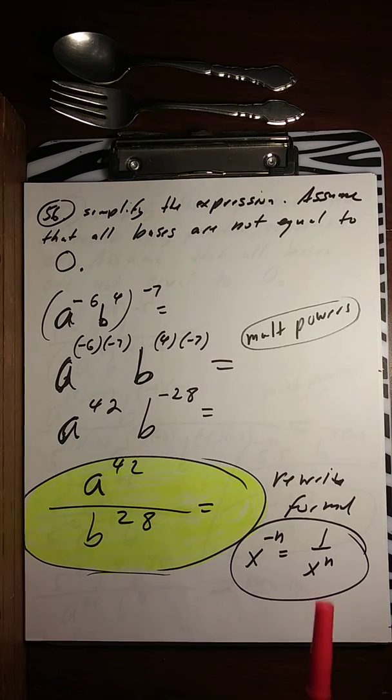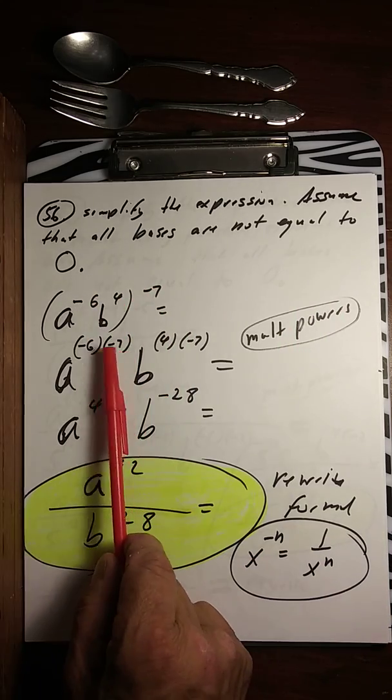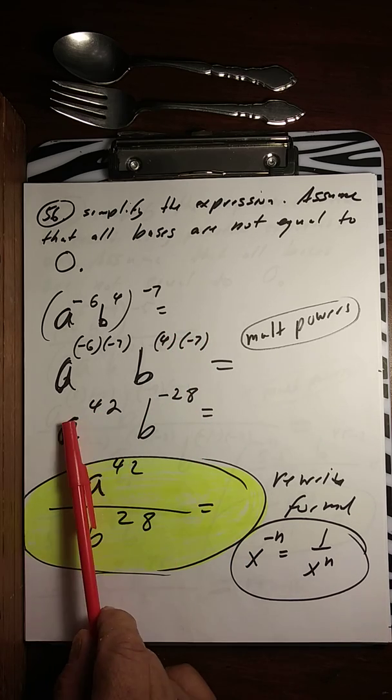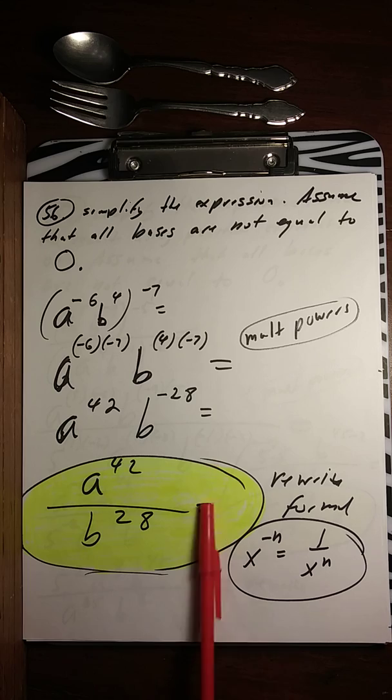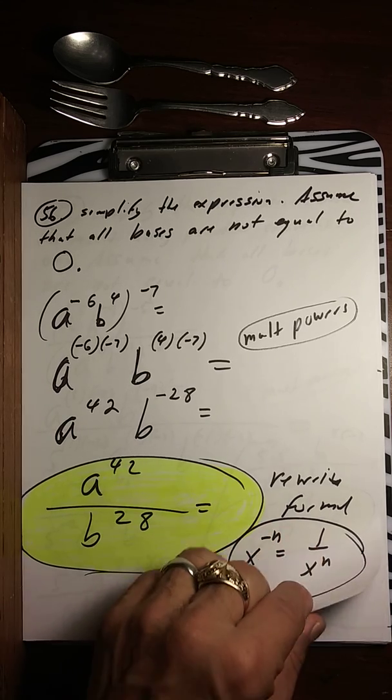Simplify the expression, assume all bases are not equal to 0. So multiply the numbers here, the powers. That times that is this, that times that is that. Now, this is a negative, so we write it a to the 42. Bring this to the bottom, make it a positive. So a to the 42 over b to the 28 on the bottom, using this formula.